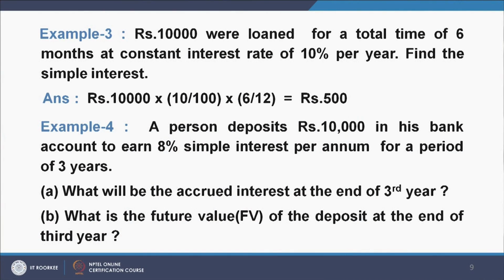Let us take the third example. Rupees 10,000 were loaned for a total time period of 6 months at a constant interest rate of 10% per year. Find the simple interest. The answer is 10,000 into 10/100, converting the interest rate to a fraction, into 6/12, because 6 months is being converted into years, and it is multiplied. So, it comes out to be rupees 500.